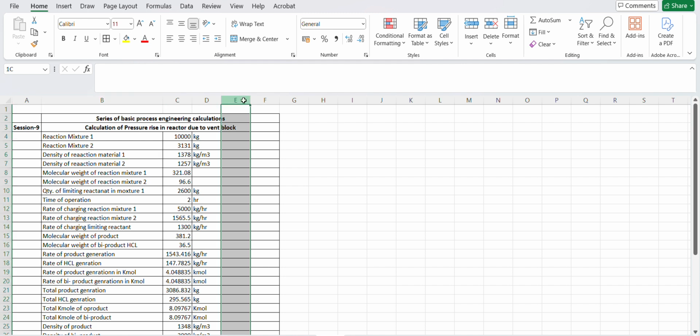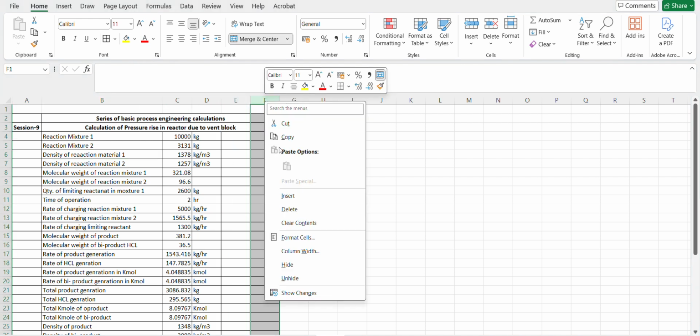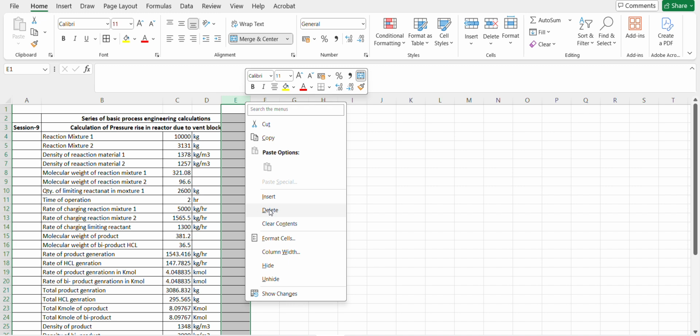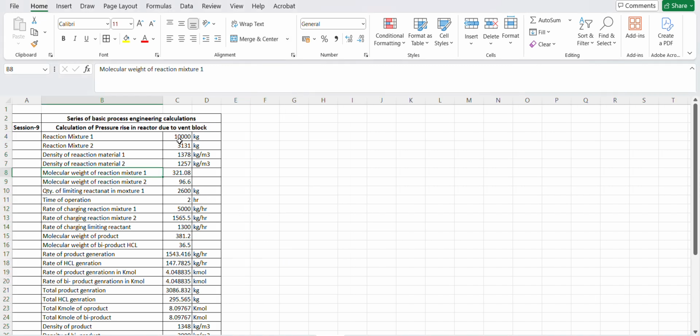So here I can't write down the material specs, hence I simply put down their molecular weights and the reaction mixture 1 and reaction mixture 2 and product.